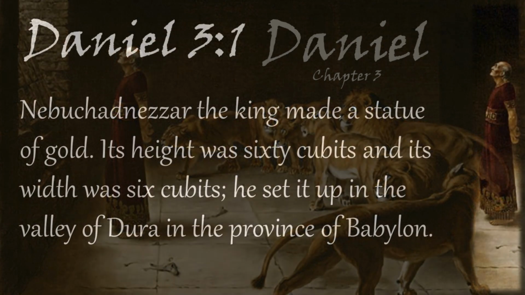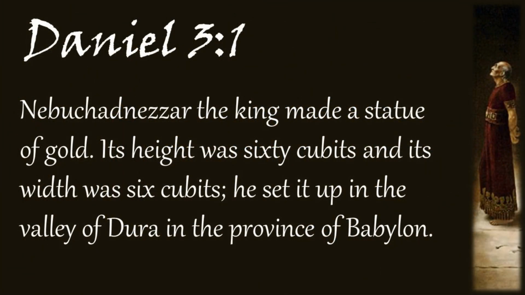Daniel 3 verse 1. Nebuchadnezzar the king made a statue of gold. Its height was 60 cubits, and its width was 6 cubits. He set it up in the valley of Dura in the province of Babylon. Actually, this first verse is what is interesting to me, and that's this word statue, or in Aramaic, image, an image of gold. Of course, we just read about a statue or image in the previous chapter.